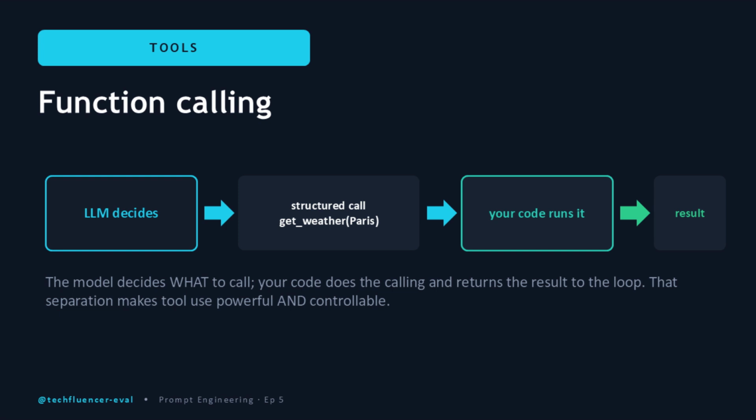Tool use, often called function calling, works like this. You describe the available tools to the model, their names, what they do, and what arguments they take. When the model wants to act, it doesn't run anything itself. It outputs a structured request, call get weather with city equals Paris. Your system executes that real function, gets the result, and feeds it back into the loop. The model decides what to call. Your code does the calling. That clean separation is what makes tool use both powerful and controllable.